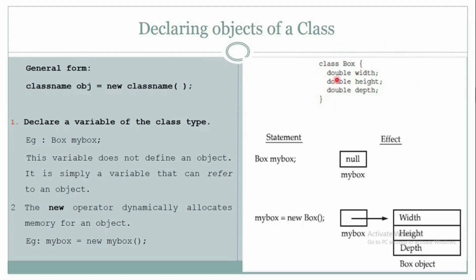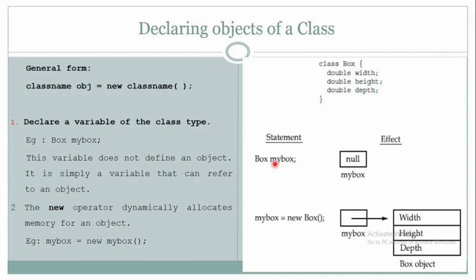Here is an example of a class Box. Here width, height and depth are all the instance variables of the class Box. Now what happens when I create this variable, myBox? This does not define an object. It simply creates a variable that refers to an object. It just creates a variable of type class, that's it. The memory will not be allocated initially. If I declare this variable, it will hold a null value.